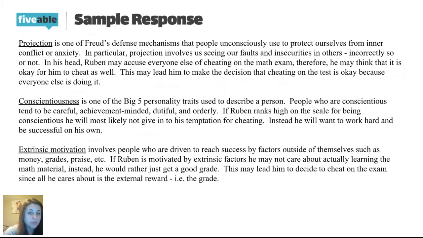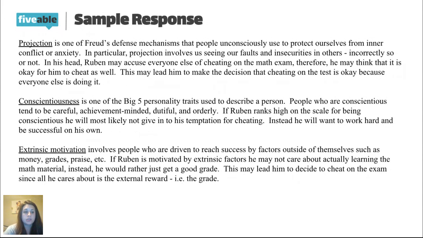This may lead him to make the decision that cheating on the test is okay because everyone else is doing it. So I set up the scenario. I think if you would have just had this first sentence here, in his head, to the as well part, if you only included that, I don't know that it would have scored. I think you need to kind of bring it full circle and explain that then his decision making is being altered by this defense mechanism because he feels this sort of anxiety unconsciously about his preparation for the test.